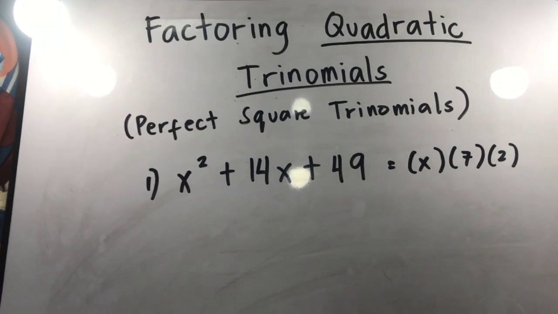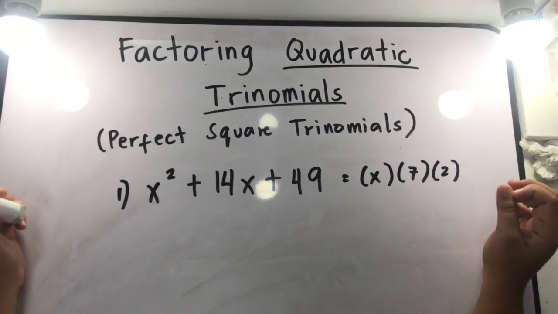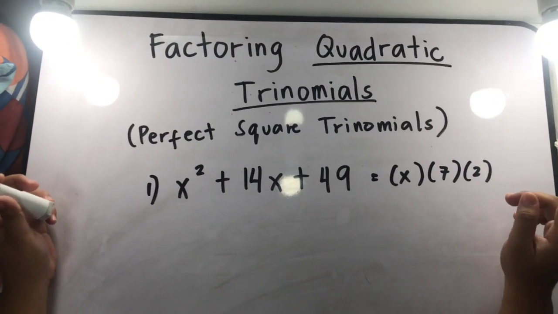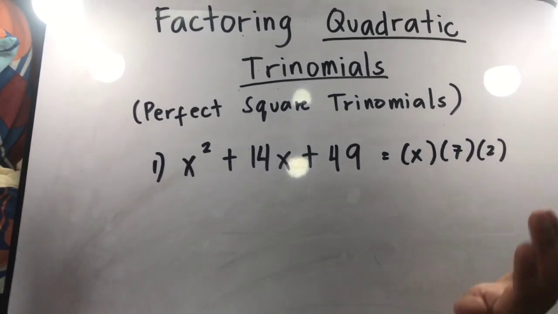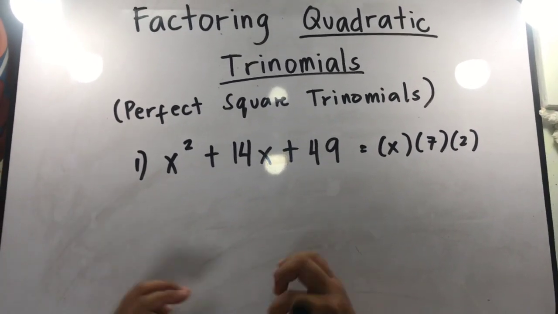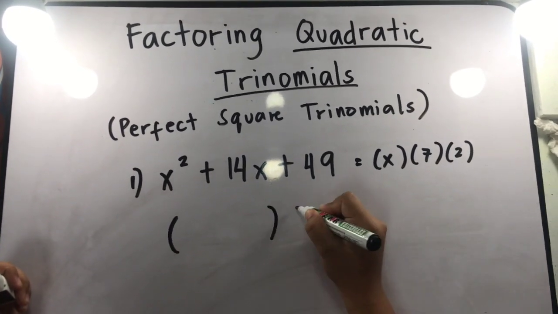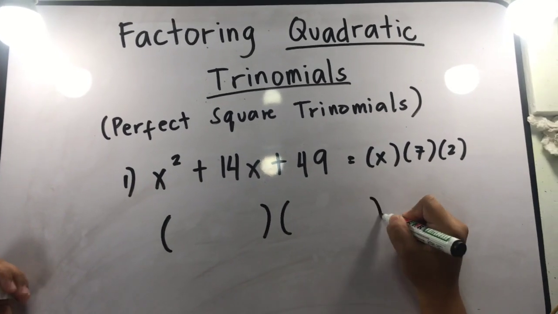Now, a while ago, I said that the factors of a perfect square trinomial are simply two identical binomials. Ibig sabihin, parehong-parehong binomial sila. Or it is the square of a binomial. So now, how are we going to get the two identical binomials?